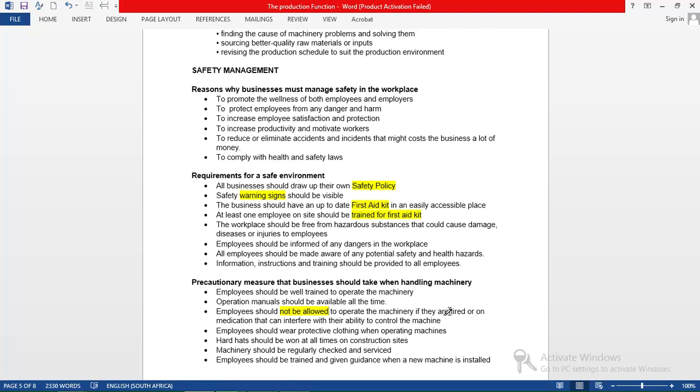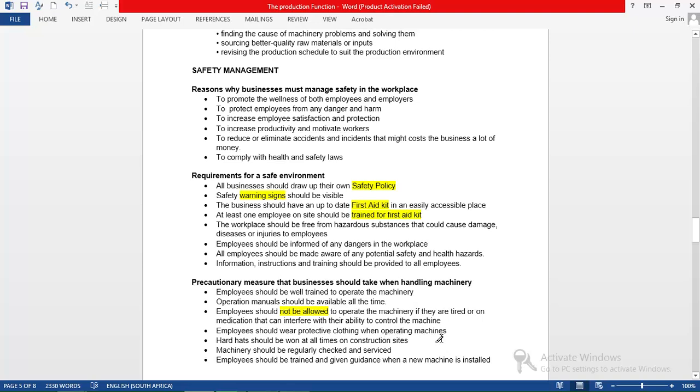So those kind of employees, you cannot force them to use a machine, because it's dangerous. They use a machine and then they become dizzy while they're using it, and things can go wrong. So it's very important. They are not allowed to use that machine. Also, employees should wear protective clothing or relevant clothing when operating machines.